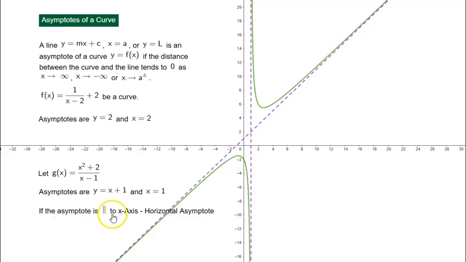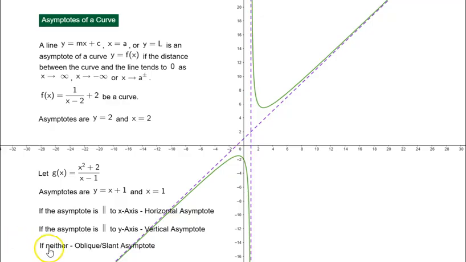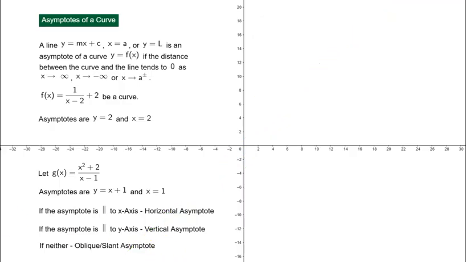Now if the asymptote is parallel to the x-axis, we say horizontal asymptote. If it is parallel to the y-axis, vertical asymptote. And if neither, then we call it an oblique or slant asymptote. Let us look at another curve and see how step by step we can arrive at these asymptotes.